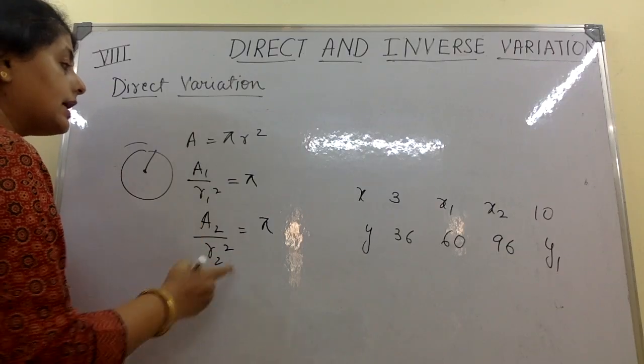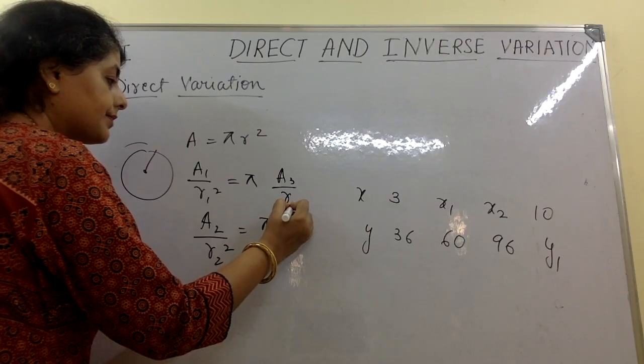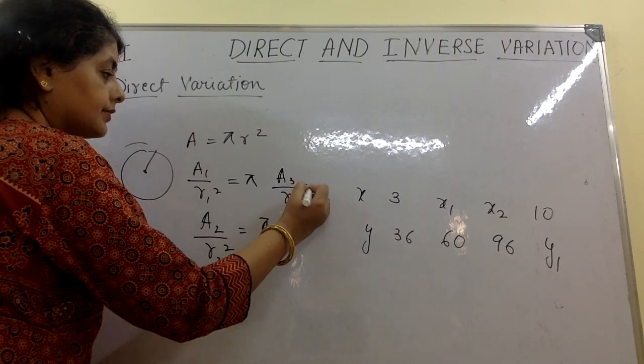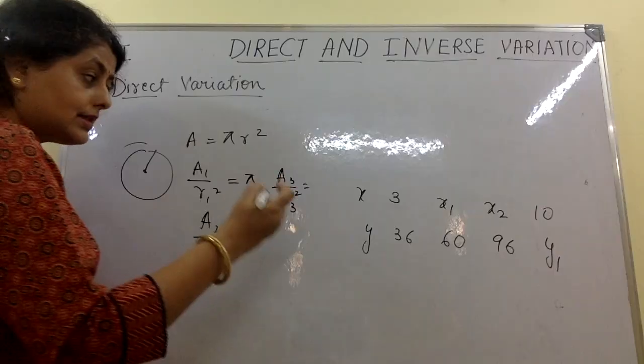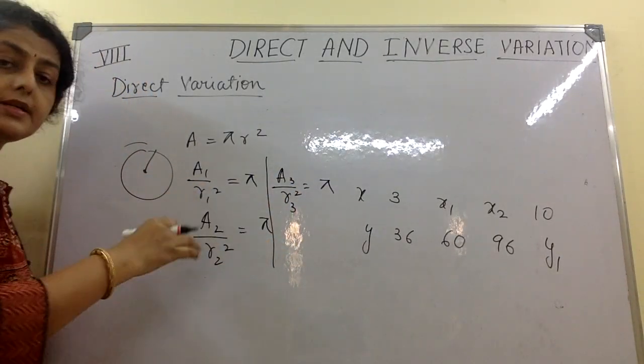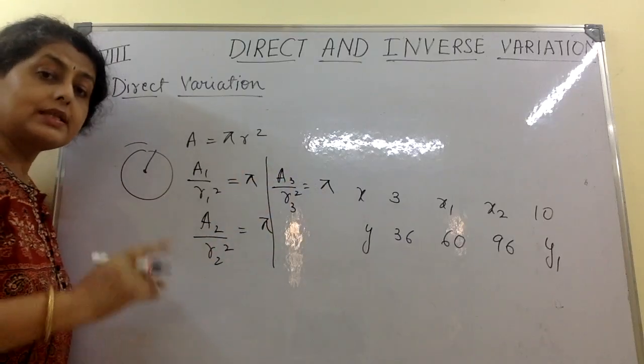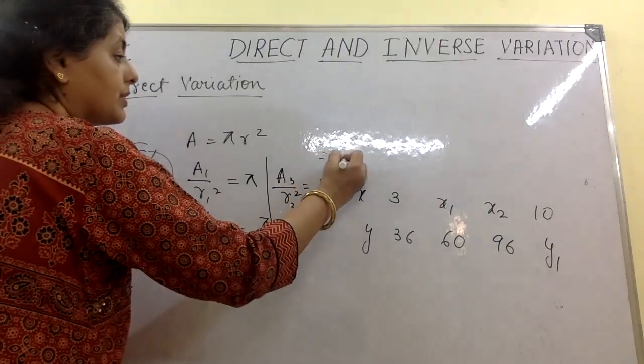So like this, if I keep changing the area, the radius also changes. But the interesting thing is, all of those area by radius square ratios constantly remain pi. That is a constant value, which is 22 by 7.